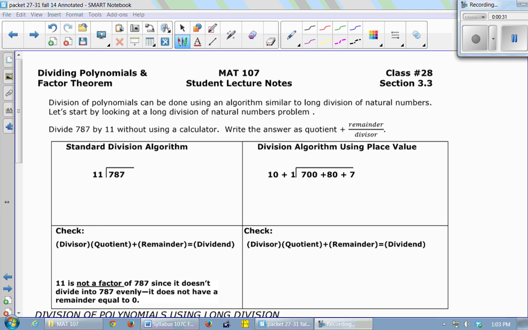Okay, so let's look at the standard division algorithm, and I'm going to do 11 into 787, right? 787 divided by 11. So what's the first thing you do if you're going to carry out this long division algorithm? Okay, break it down. You'd say, okay, 11 goes into 78. Why'd you go to the 78?